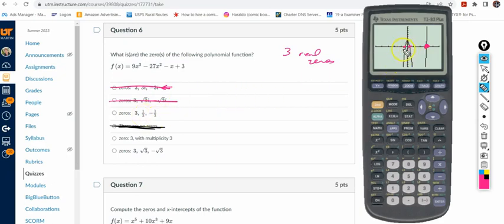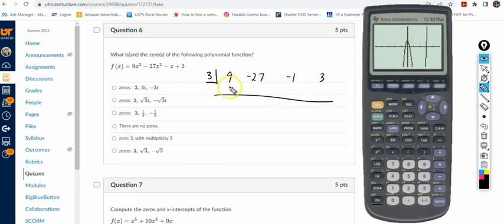This could be at 1/3 and negative 1/3. This is saying you just have 1, 0, 3, but it's repeated 3 times. But you can see you have 3 distinct x-intercepts. So what I'm going to do is use synthetic division with 3 because I want to test the 0, 3. Okay, so put that in there. And this will give me the way to do it.